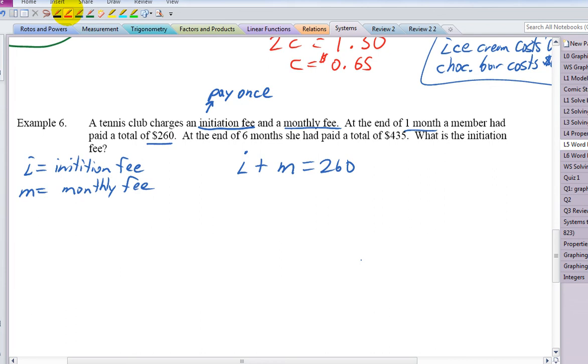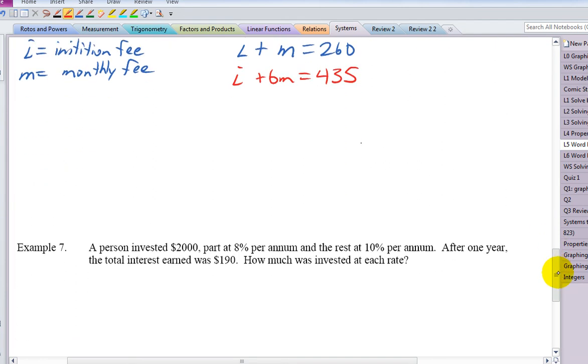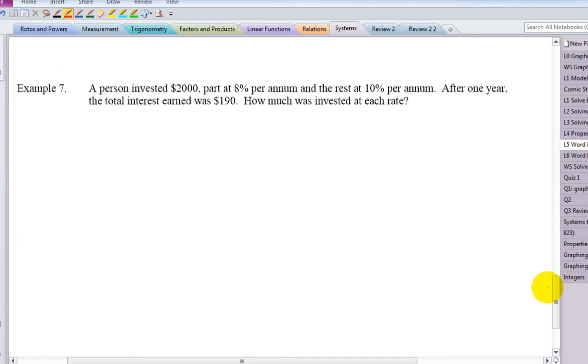Okay. So, how many initiation fees? How many monthly fees after 6 months? So, see what I mean? It's easy. Okay? But you got to actively do it, please. And that equals $435. Any questions about that? Okay, we're not going to solve. That's easy to solve. Next one.